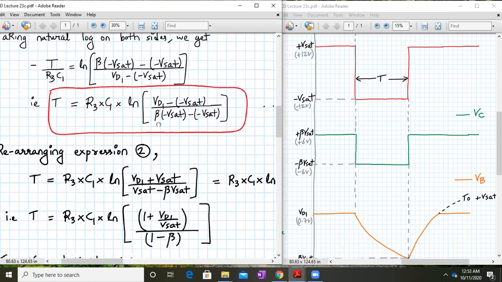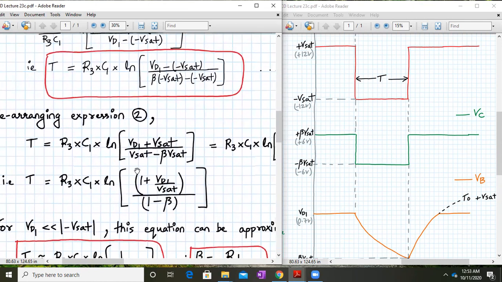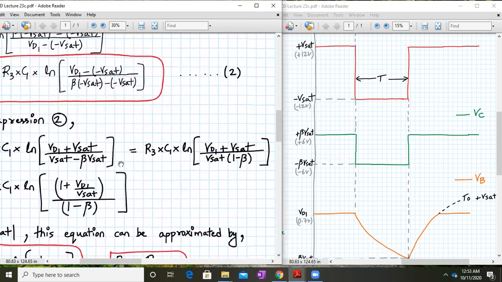Okay, so if we rearrange the expression like this, we take minus of minus Vsat as plus Vsat, and over here we write this plus Vsat first. So T is equal to, we are just rearranging the terms of expression number 2. So capital T is equal to R3C1 natural log of Vd1 plus Vsat upon Vsat minus beta Vsat. Okay, so we take Vsat common from the denominator. So in the denominator we have Vsat into 1 minus beta.